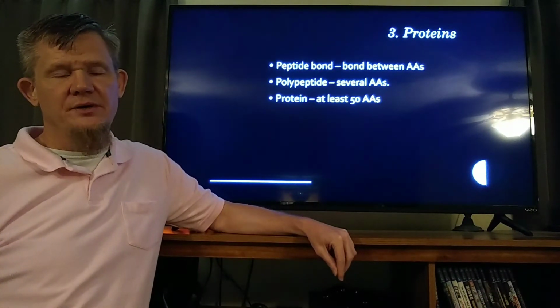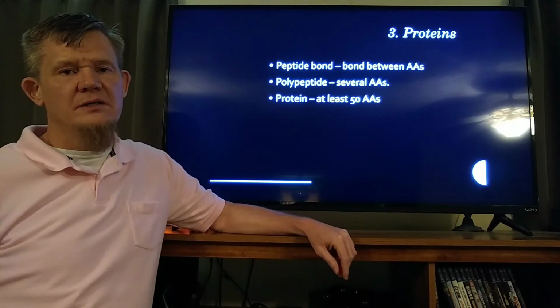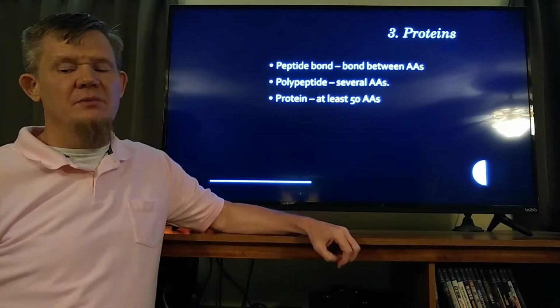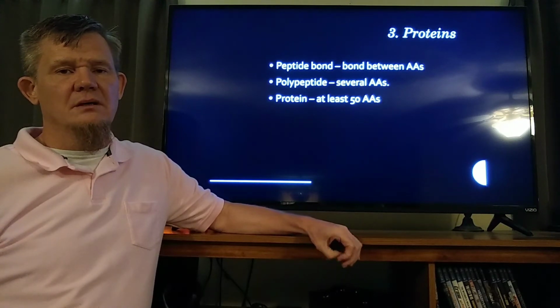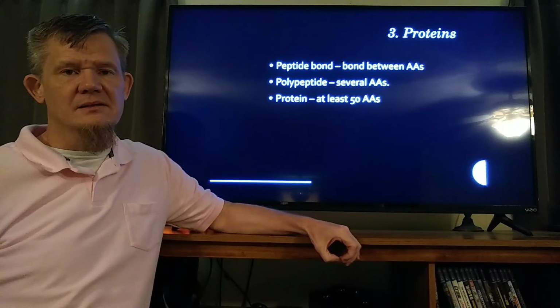Welcome back to Chapter 3. We're talking about the biologically important molecules. We've talked about carbohydrates and lipids. We're currently talking about proteins. Remember that proteins are made of amino acids. Amino acids are building blocks for proteins, and there are 20 naturally occurring amino acids.